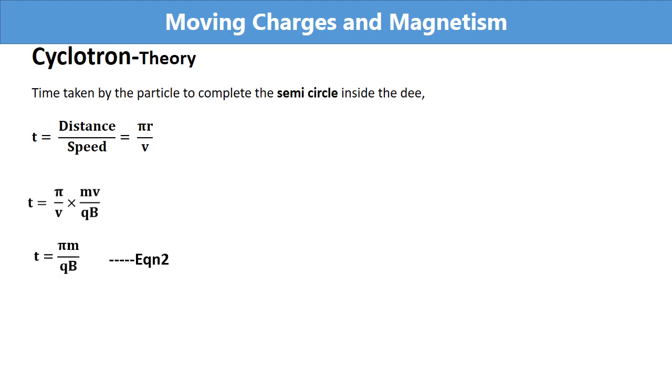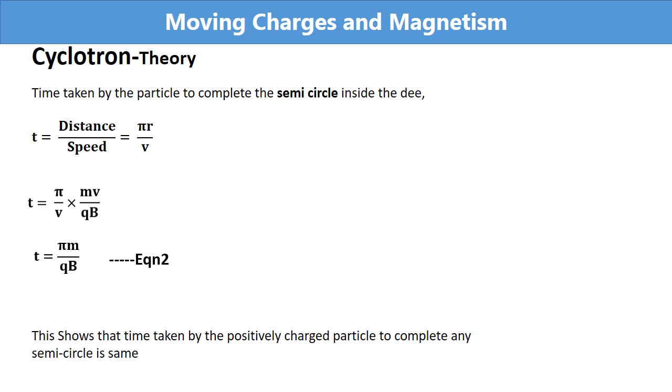In this equation, pi is a constant. m is the mass of the particle, q is the charge of the particle, and B is the magnetic field. All these are constants. That means the time taken by the positively charged particle to complete any semicircle is the same.